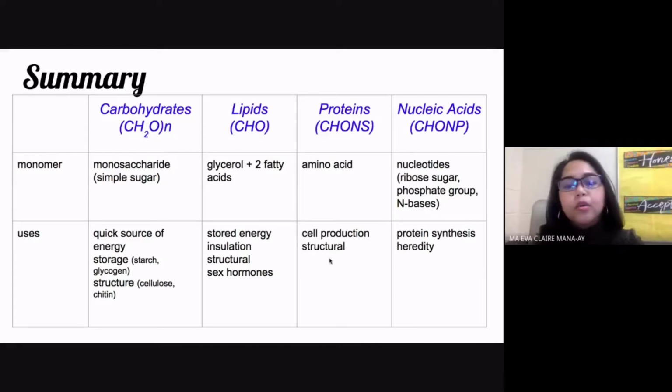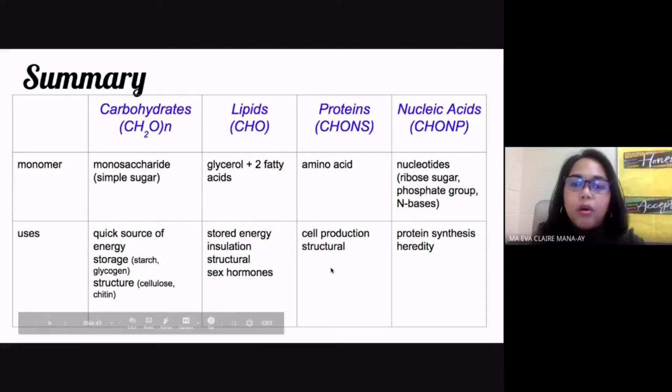Another thing would be structural forms in your body. You have your actin and your myosin. These are structural proteins that you can find in your muscles. You also have keratin in your hair, and your fingernails also have keratin. Another very important thing under proteins would be your enzymes. All enzymes are types of proteins, and their function is to speed up chemical reactions. So proteins would also include your enzymes.